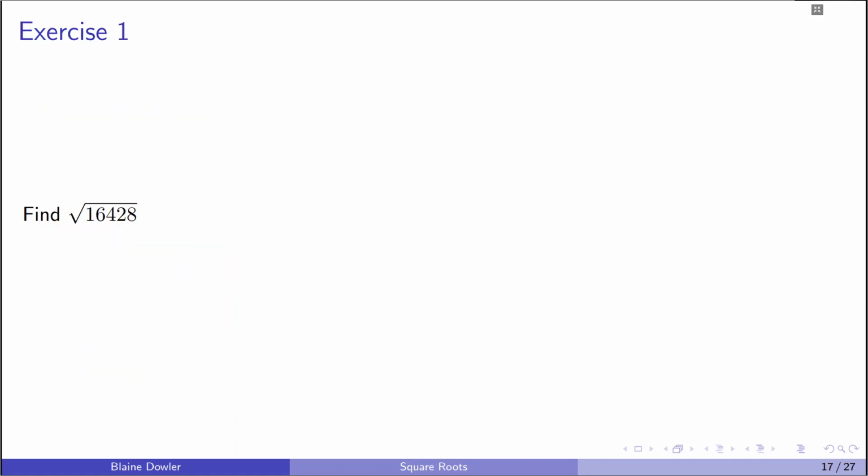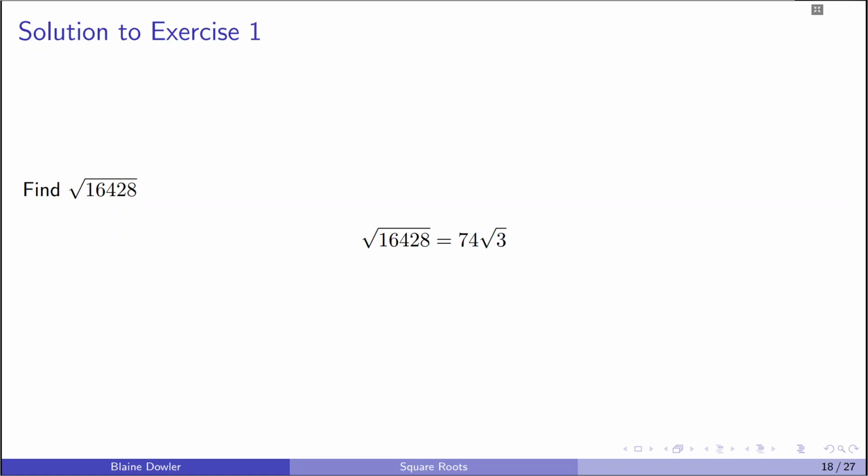Some exercises. So find the square root of 16,428. Pause now to take whatever time you need. All right, this one does reduce to 74 root 3.